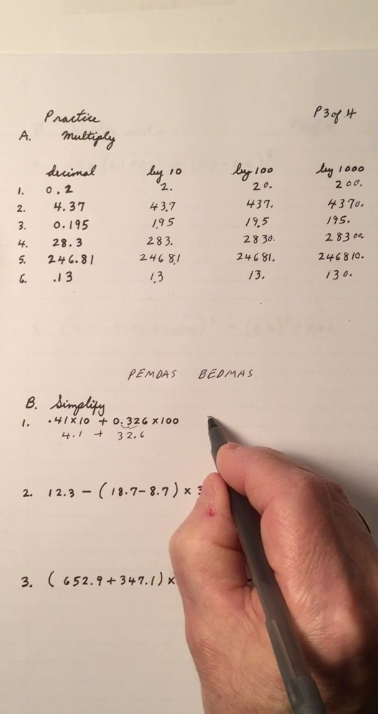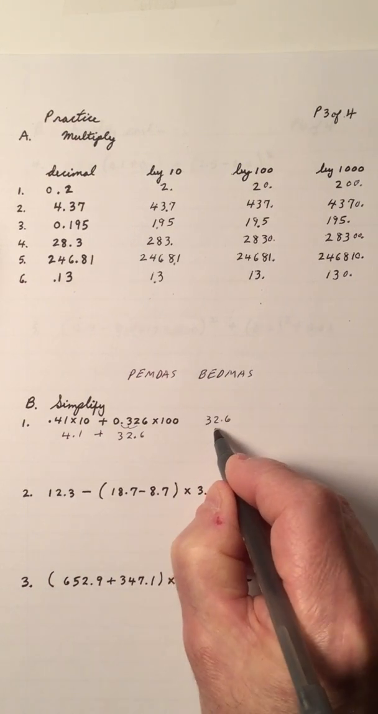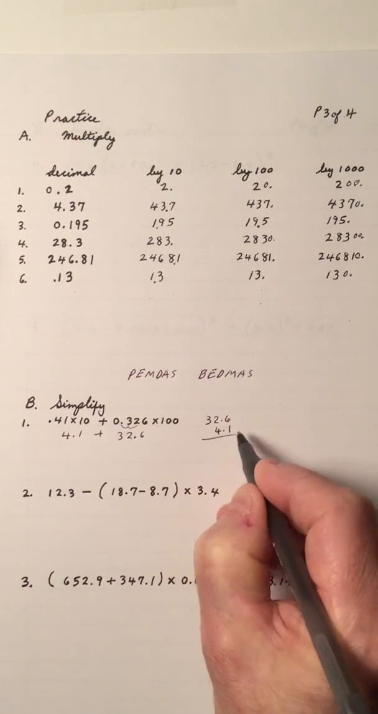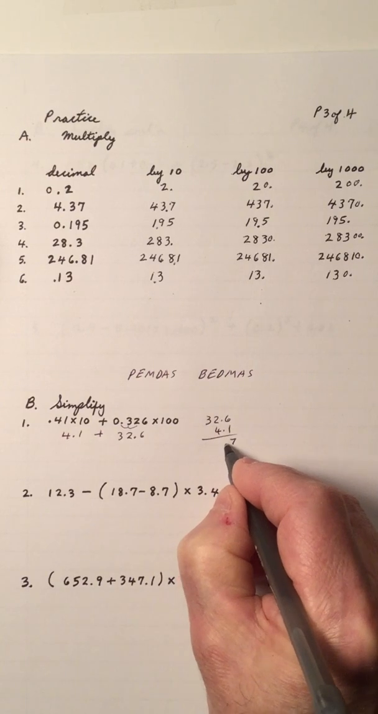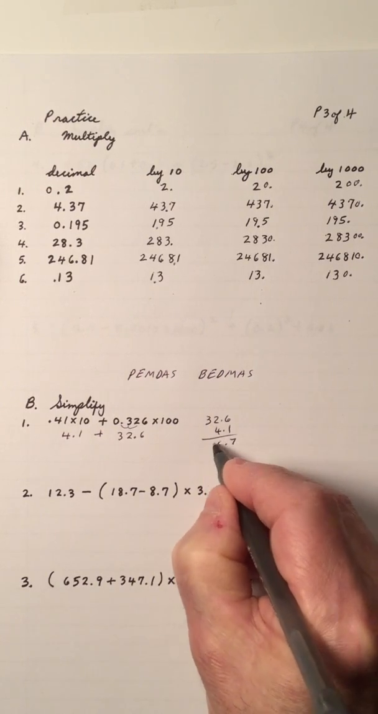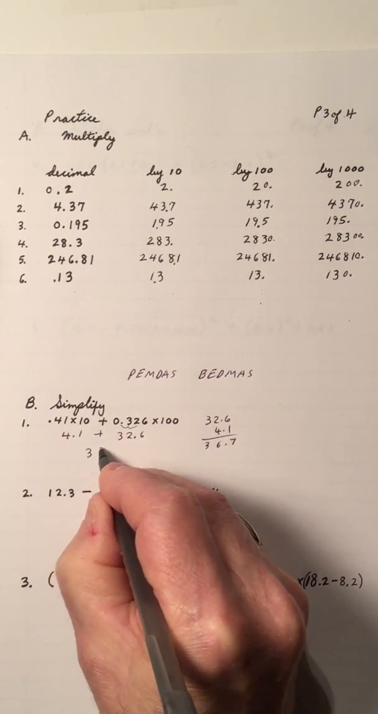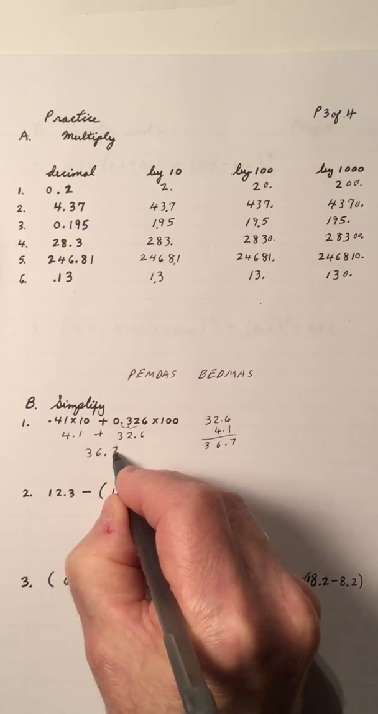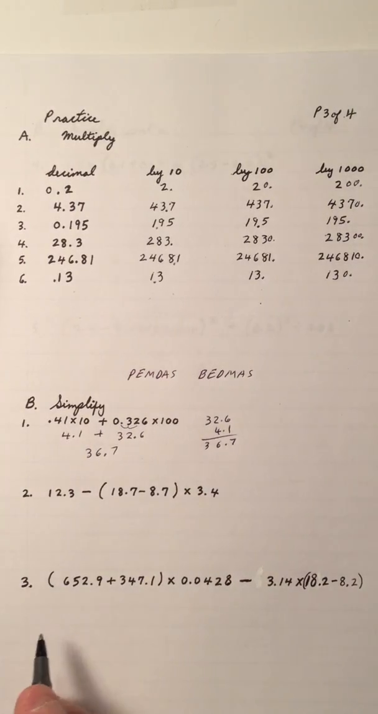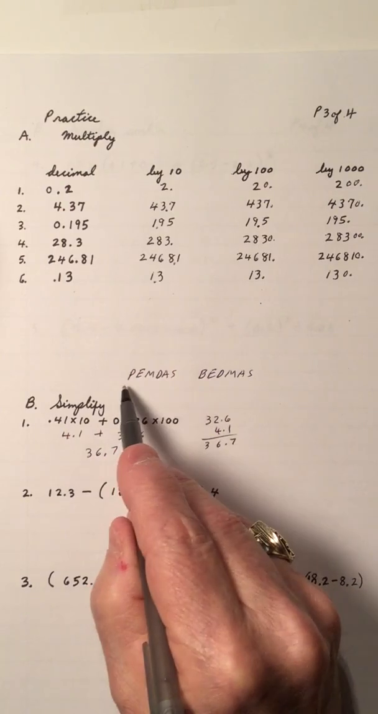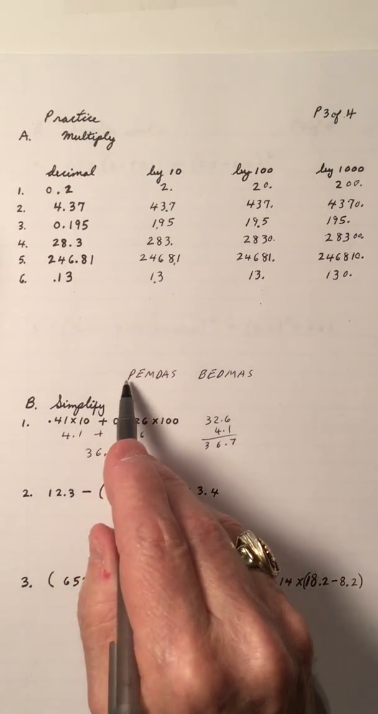And we have to add these together. So 32.6, add on 4.1. We line up the decimals. 7, decimal, 6, 3. So 36.7. Number 2. BEDMAS again, or PEMDAS, we'd have to do the inside of the brackets first.